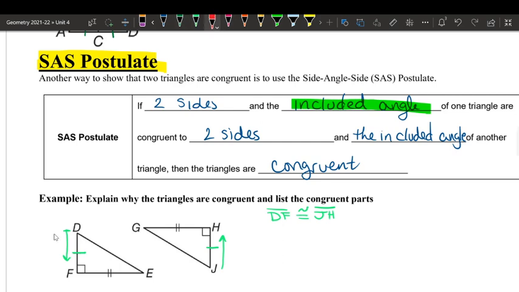Let's see, next I have a 90 degree angle at F and a 90 degree angle at H. So angle F is congruent to angle H because they're both 90 degrees.